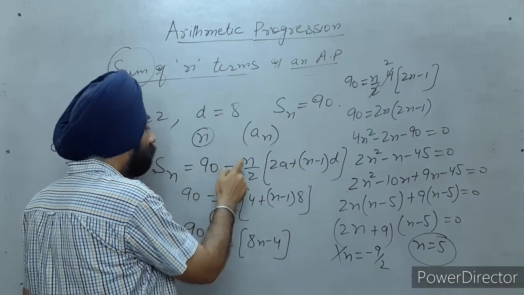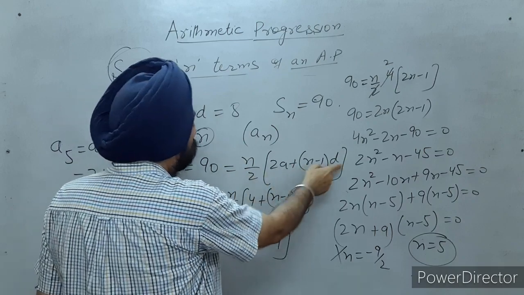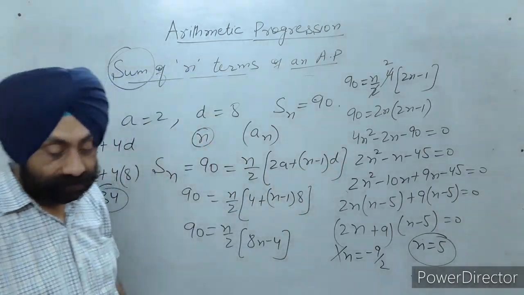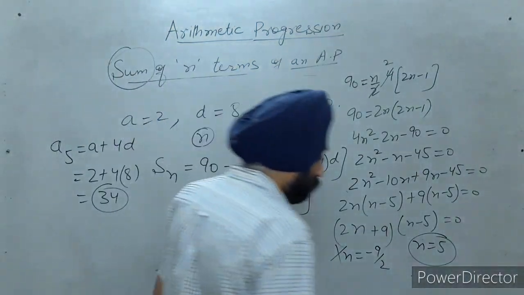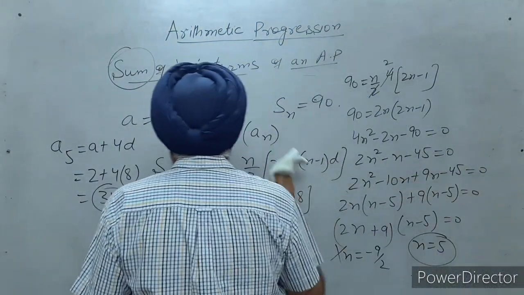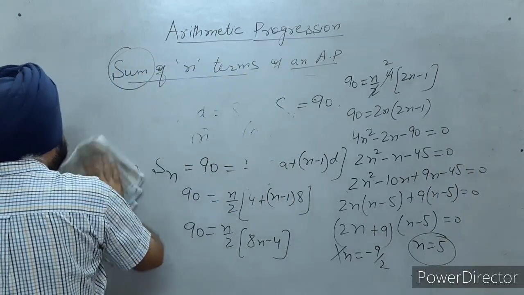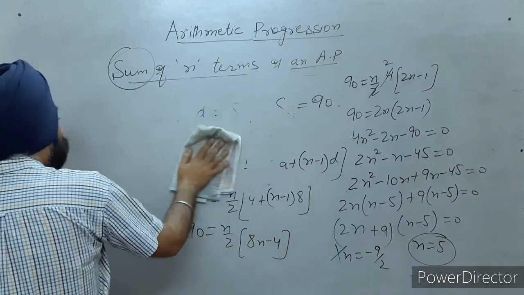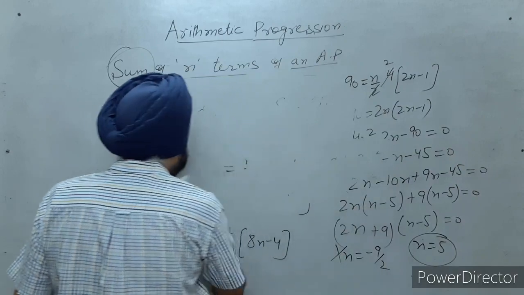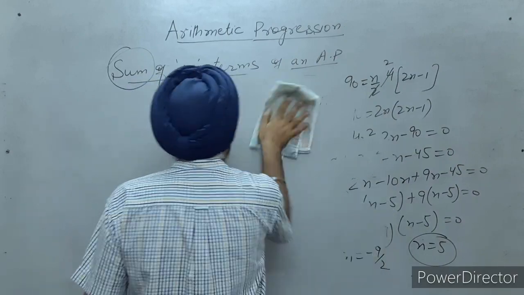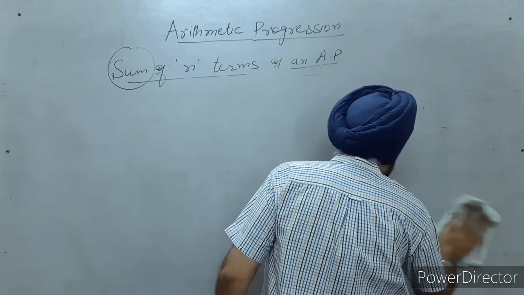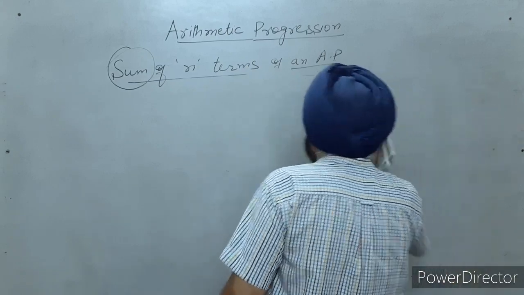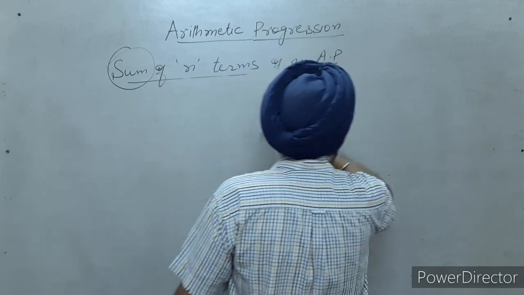Sn equals n by 2 into (2a plus (n minus 1) into d). We will do another sum. Hope you have understood this, right? Remember the formulas of the nth term. Remember the formulas of how to find the sum of n terms. If the last term is given, the sum of n terms can be written as n by 2 into (a plus l), where l is the last term.